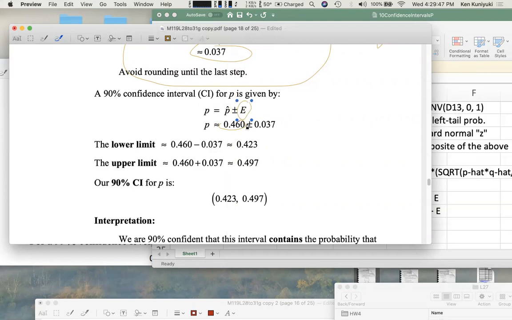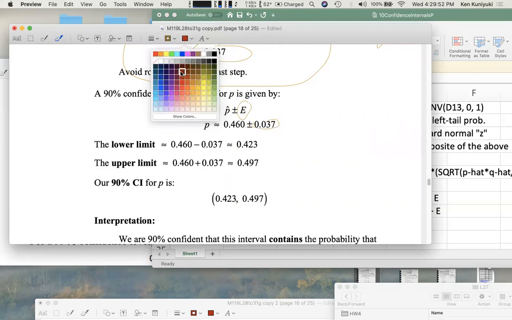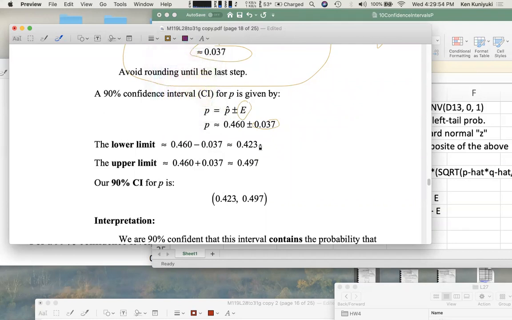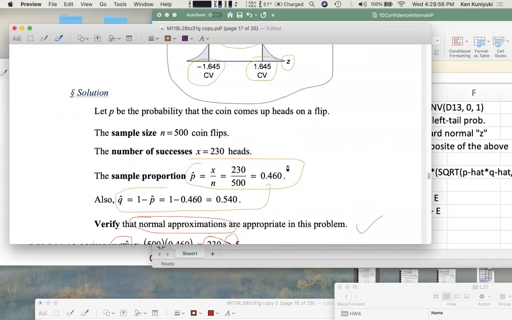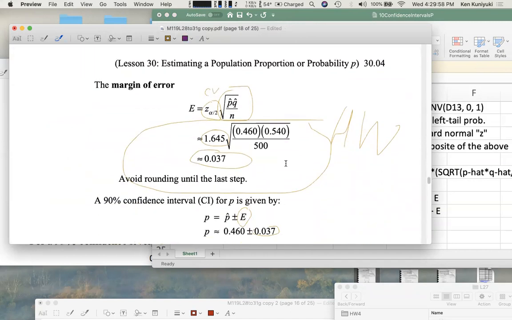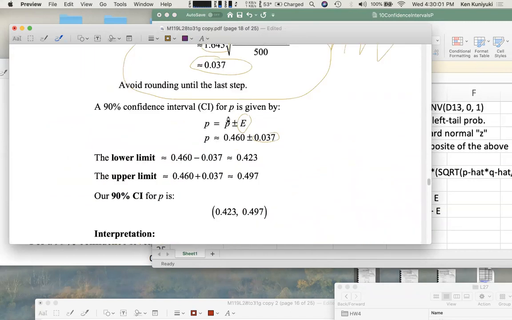Maybe I should put this in brown. Okay, and then the point estimate in purple. Huh? Is that right? I guess I could go either way. All right, I'll put the P hat in purple. Oh, well, how about a different color? How about turquoise?